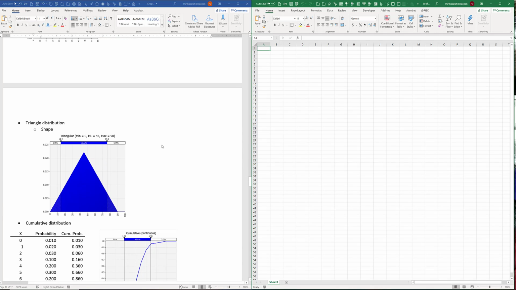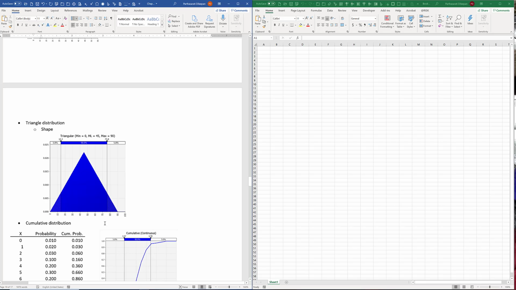Triangle distribution is this. It's like a PERT distribution. You have a minimum value, you have a maximum value, you have the most likely value. So you will have a skew if the most likely value is not at the center. If the most likely value is right at the center, you see it is symmetric. But if the most likely value is shifted towards the minimum, you'll have a right side tail. If it is shifted to the maximum side, you'll have a left side tail.